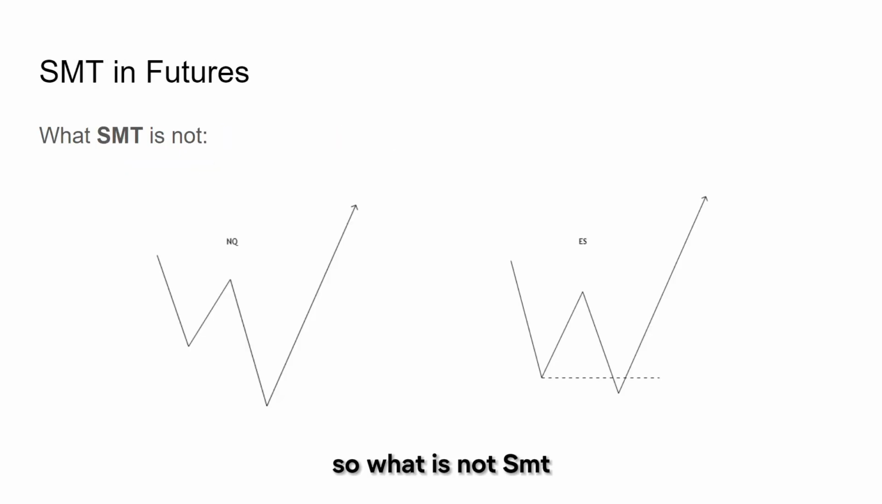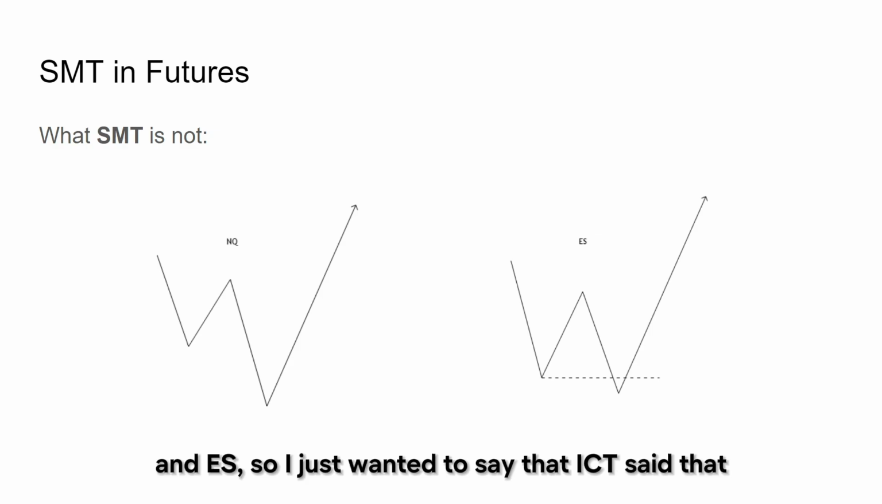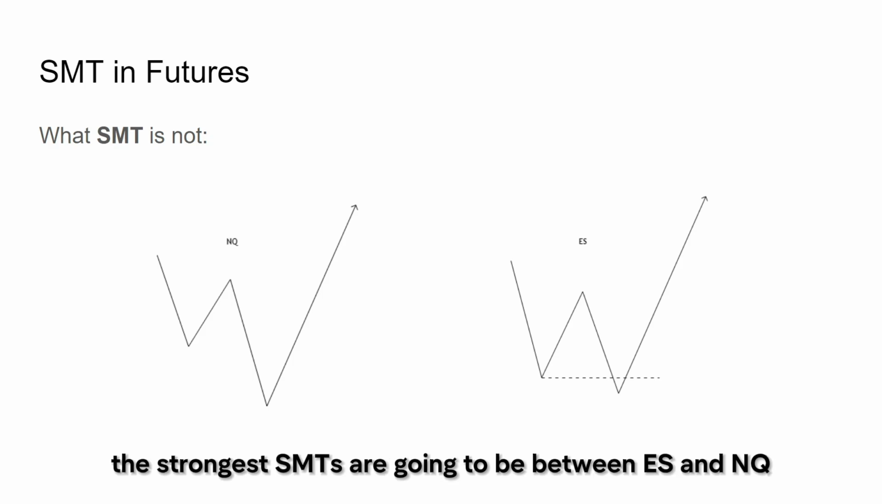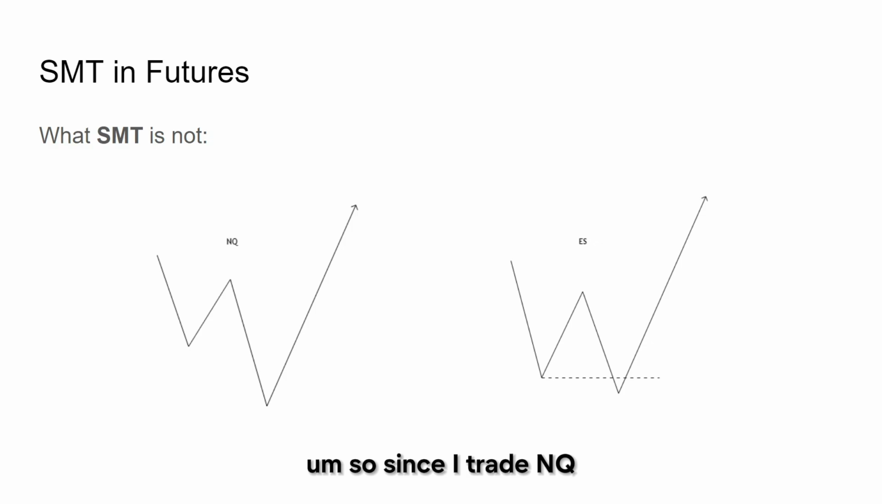So what is not SMT? If you're looking at NQ and ES, I just wanted to say that ICT said that the strongest SMTs are going to be between ES and NQ. Since I trade NQ, this is what I do. But anyways, I just wanted to add a little parenthesis here. What is not SMT, which is totally fine, is when you're comparing two pairs and they're doing the same thing.